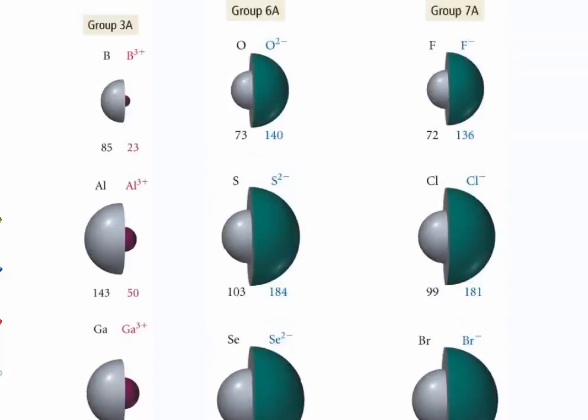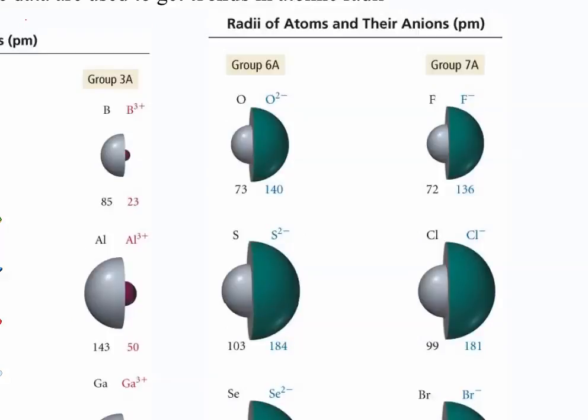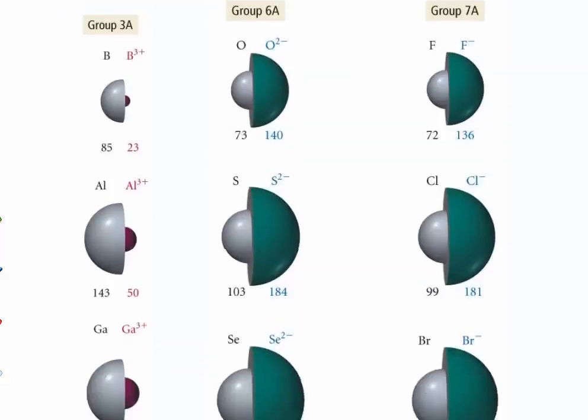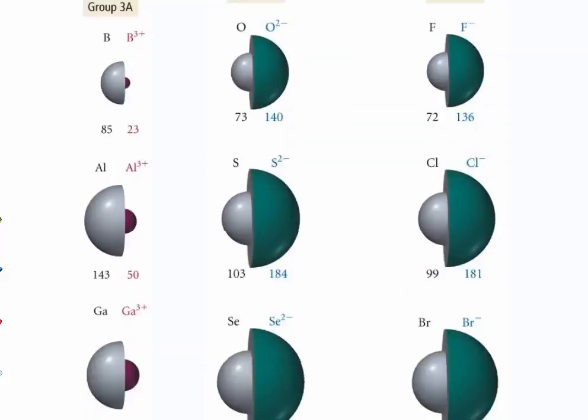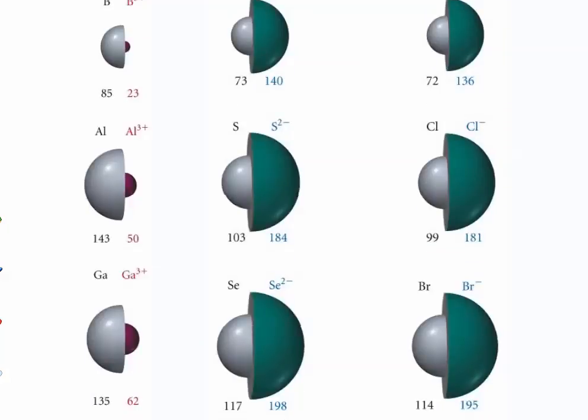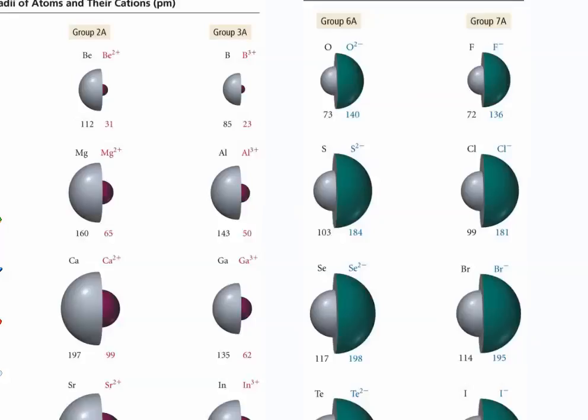So if we put this all together, let me zoom out here. I put these next to each other for a reason, because if you just look at the gray ones, which are the atoms, that is a picture of going across the periodic table, and you do see that contraction happening all the way across.